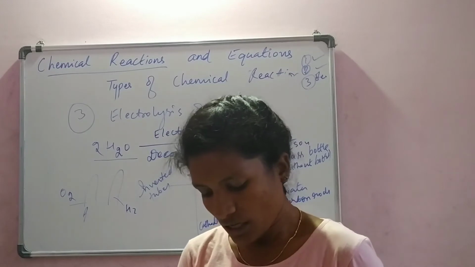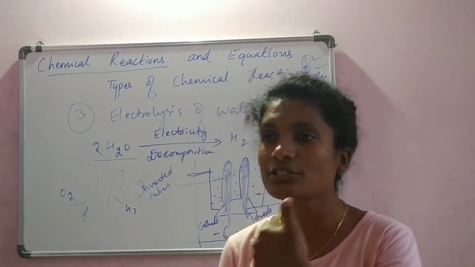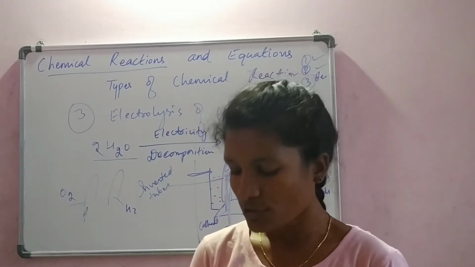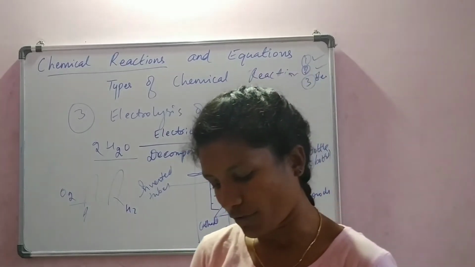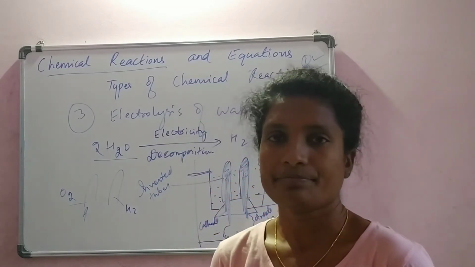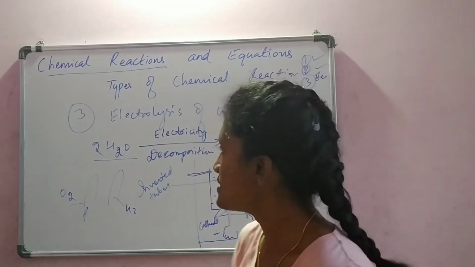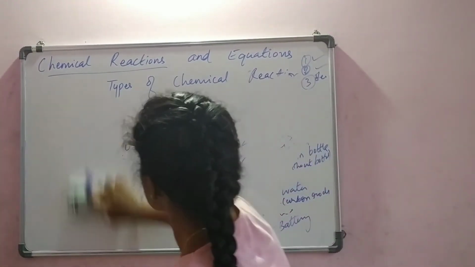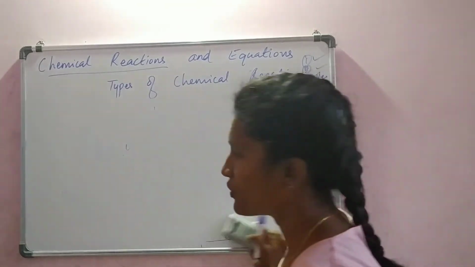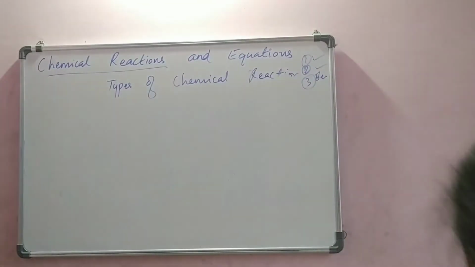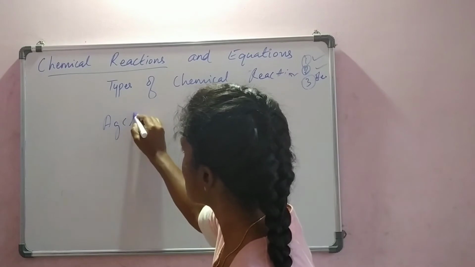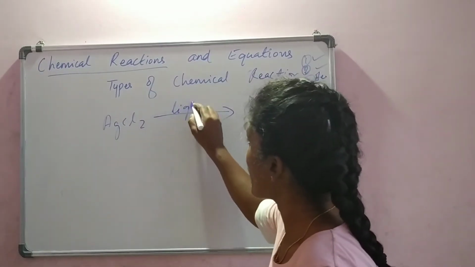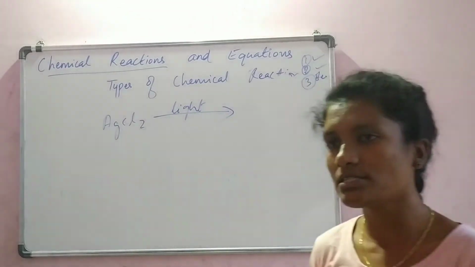And in decomposition reaction, heat is used, electricity is used, and light energy is also used. So for light energy, we can take an example of silver chloride, which is very important for the MCQs. Okay, silver chloride is AgCl, which gets decomposed using light energy. Who is giving this light energy? It is the normal sunlight.